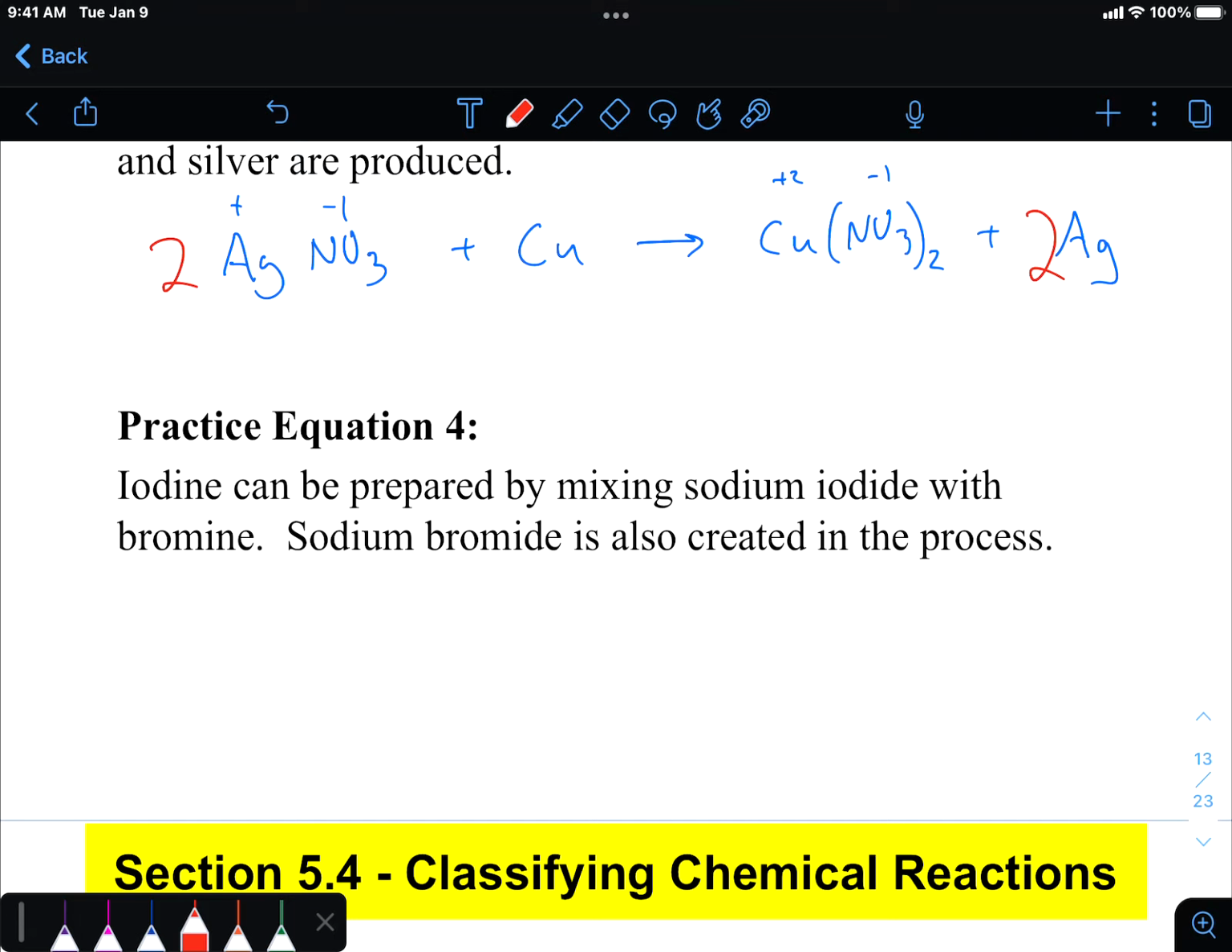So, who thinks they got this one? Well, let's start with our reactants. What are our reactants? Looking for some help in the back rows. Ozzy? Sodium iodide and bromine. Yes. Sodium iodide. It's reacted with bromine.